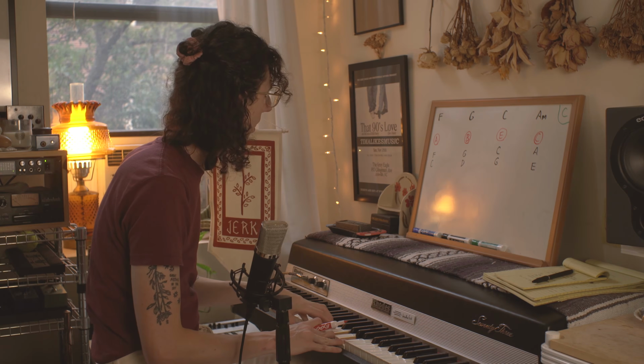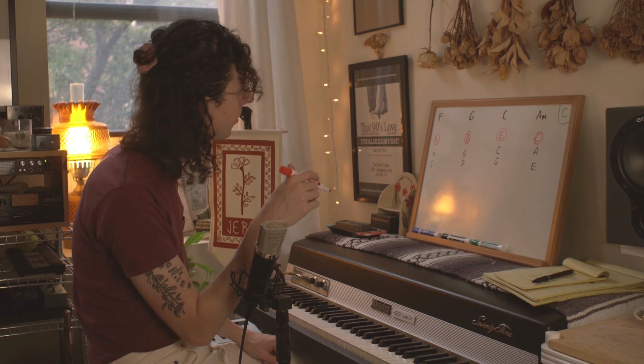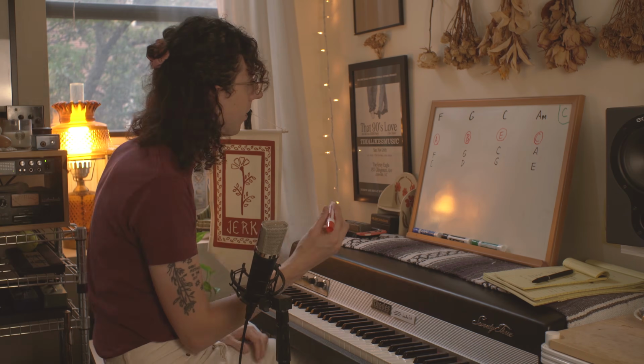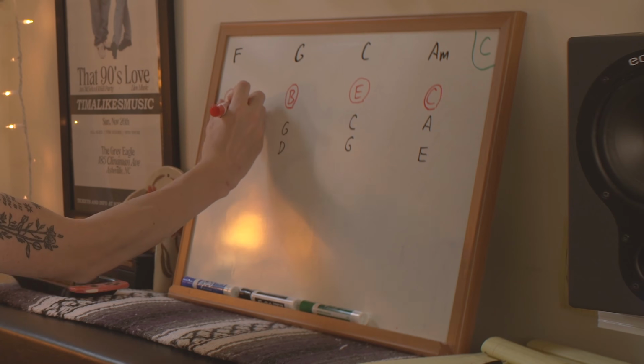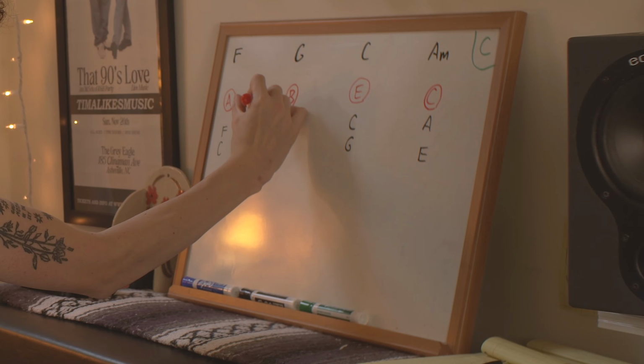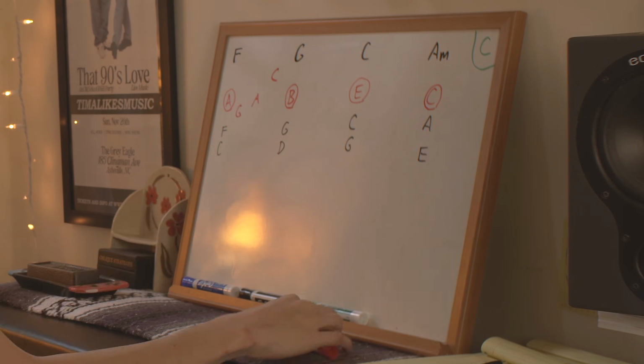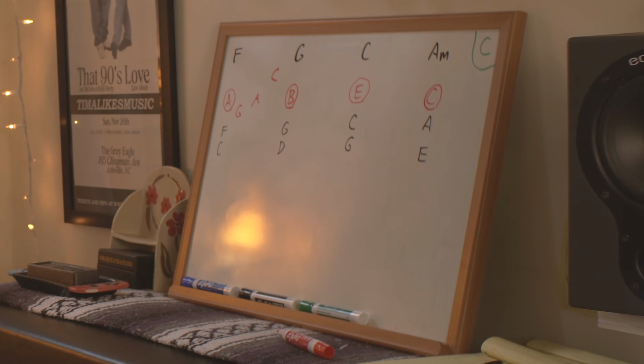I'm hearing something like do do do do do. So it's kind of like an enclosure, I would say, but it uses all of the neighbor tones. So we're going to do A, G, A, C, and then landing on A, B for that next chord.